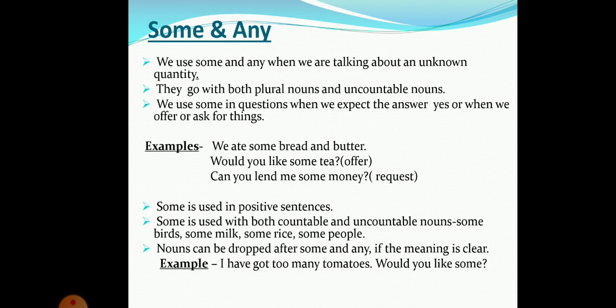Some is used in positive sentences with both countable and uncountable nouns. For example, some birds, some milk, some rice, some people. Nouns can be dropped after some and any if the meaning is clear. For example, I have got too many tomatoes. Would you like some?